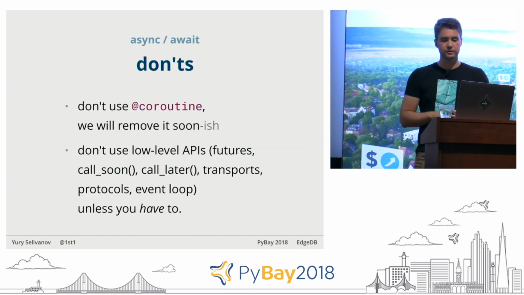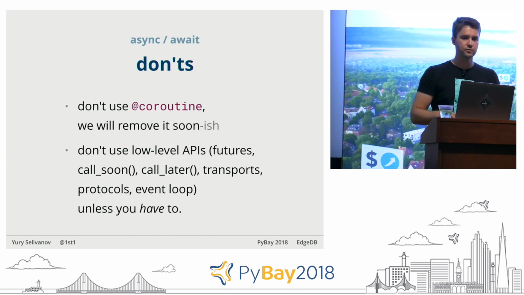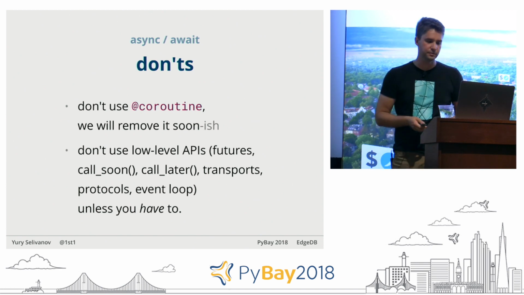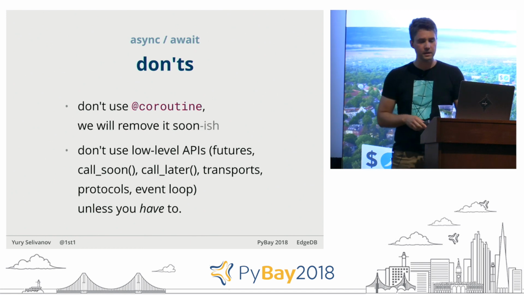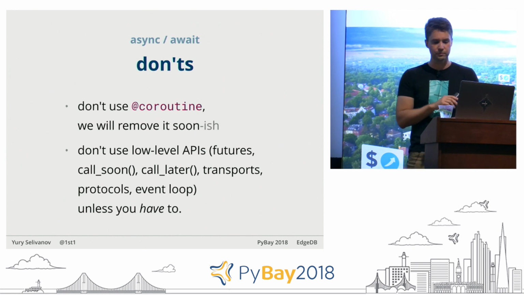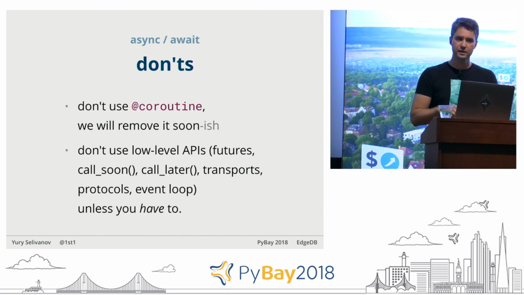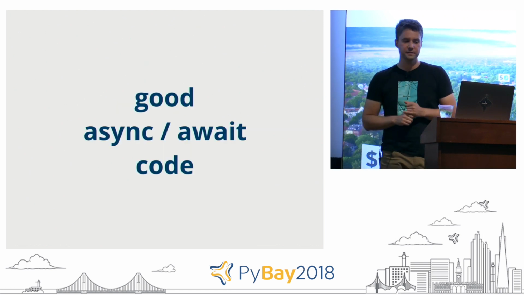A couple of don'ts. Don't use the coroutine decorator. Don't use generator-based coroutines anymore. We'll probably deprecate them in Python 3.8 or 3.9 and just remove them completely in Python 4.0. And also, again, don't use low-level event loop APIs pretty much ever. You probably don't need them unless you're writing some protocol implementation or, I don't know, custom thread pool or something like that. Now let's talk about async await code.